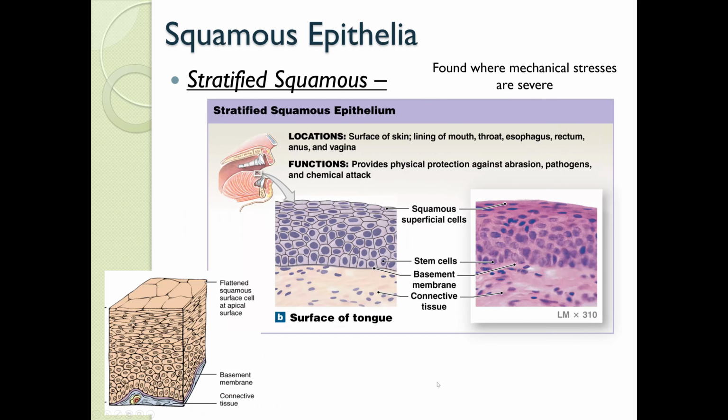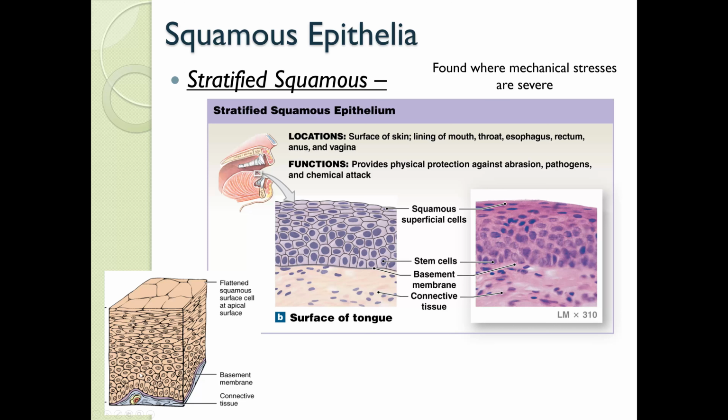The next type of squamous epithelia is stratified squamous. This is going to be found where mechanical stresses are severe. For example, the locations, the surface of your skin, the lining of your mouth, throat, esophagus, the lining of the rectum, anus, and vagina. So anywhere there is a potential to have a lot of abrasion, a lot of objects or sharp objects or any type of object rubbing against something, you're going to find stratified squamous epithelium.